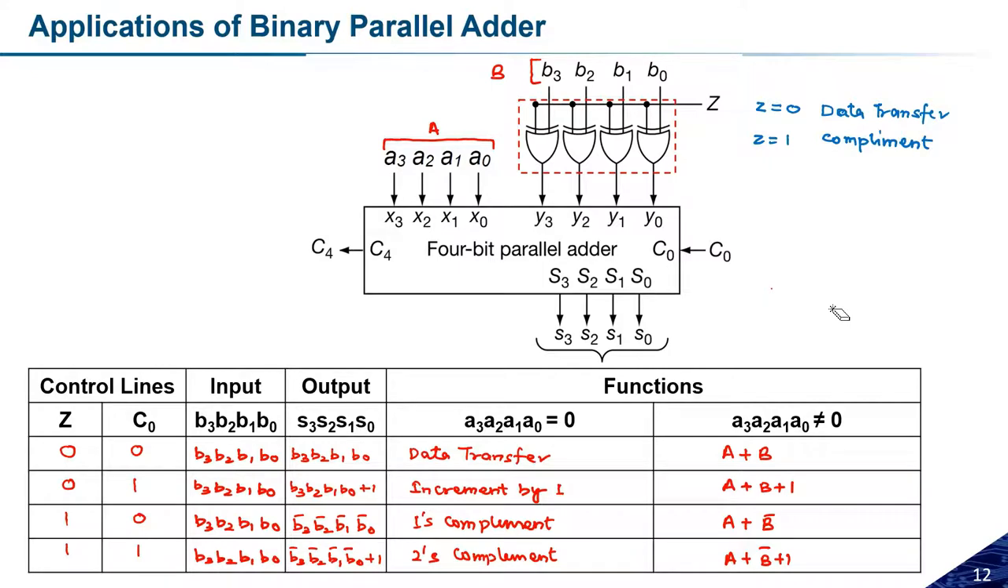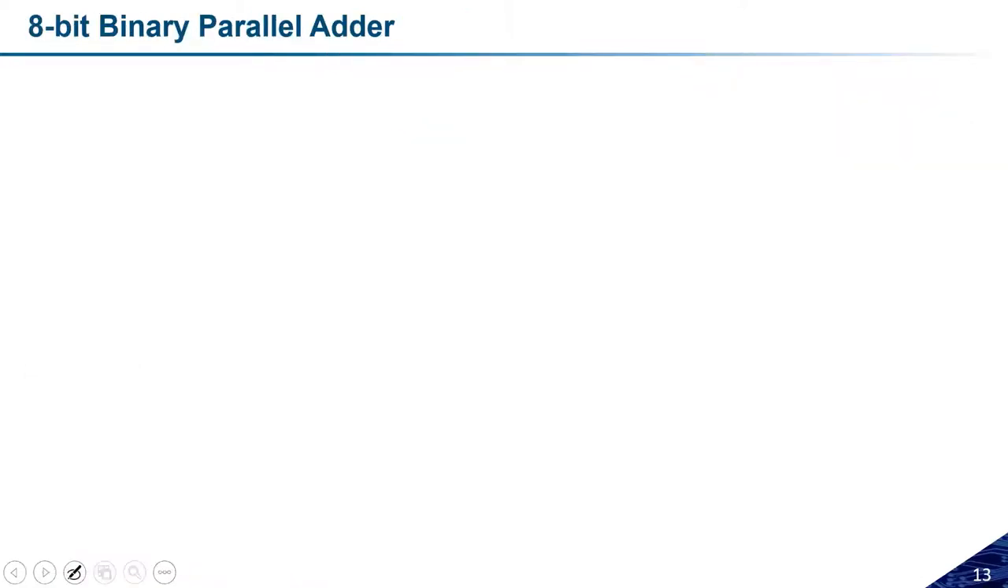Okay, so I'm assuming the doubts are clear, there's no doubt. Let me move ahead further. Now, what happens if I have to design an 8-bit binary parallel adder? Then how can we design it? Can anyone tell me how we can design the 8-bit binary parallel adder? What is the process that we have to follow?